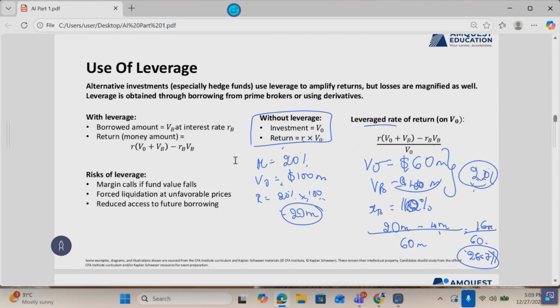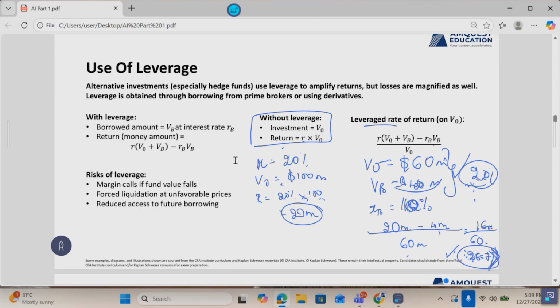How come the final thing is 26.7? Please do the math, you can understand what I mean. If you got 16 million on 60, then you have 26.7. But earlier your answer came to 20%. So 20 is less than 26.7. This is a greater number. And why is it greater? Because of leverage. Because you leveraged. So have we cleared the leverage formula? Here, you made a return, you paid a cost. The net amount is going to be higher, from 20 to about 26%.